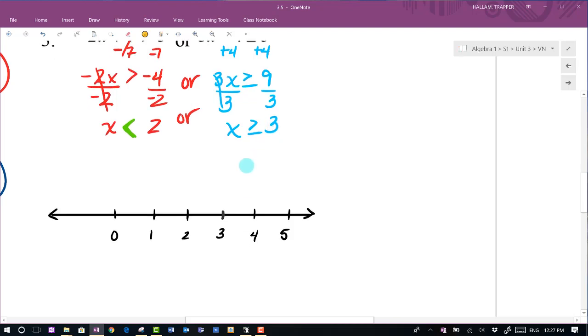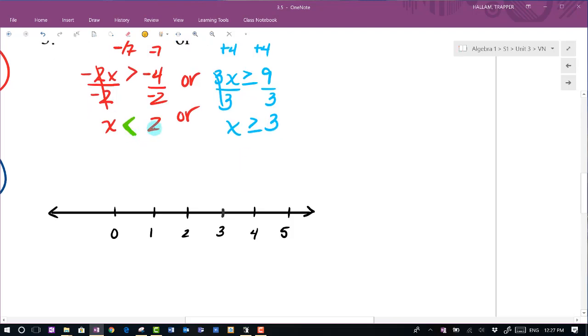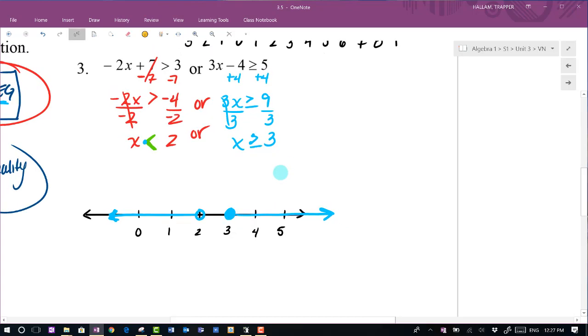Let's graph this and see what it looks like. My boundary is at 2, and it is not included. So I'm going to leave an open circle at 2, and it says my solutions are less than 2, meaning I should shade away from the boundary to the left. And on this side, I'm going to identify my boundary at 3. This time it is included, so I'm going to color it in. And it says my solutions are greater than or equal to 3, so I'm going to shade this way. And again, I should end up with a non-barbell, and I have.